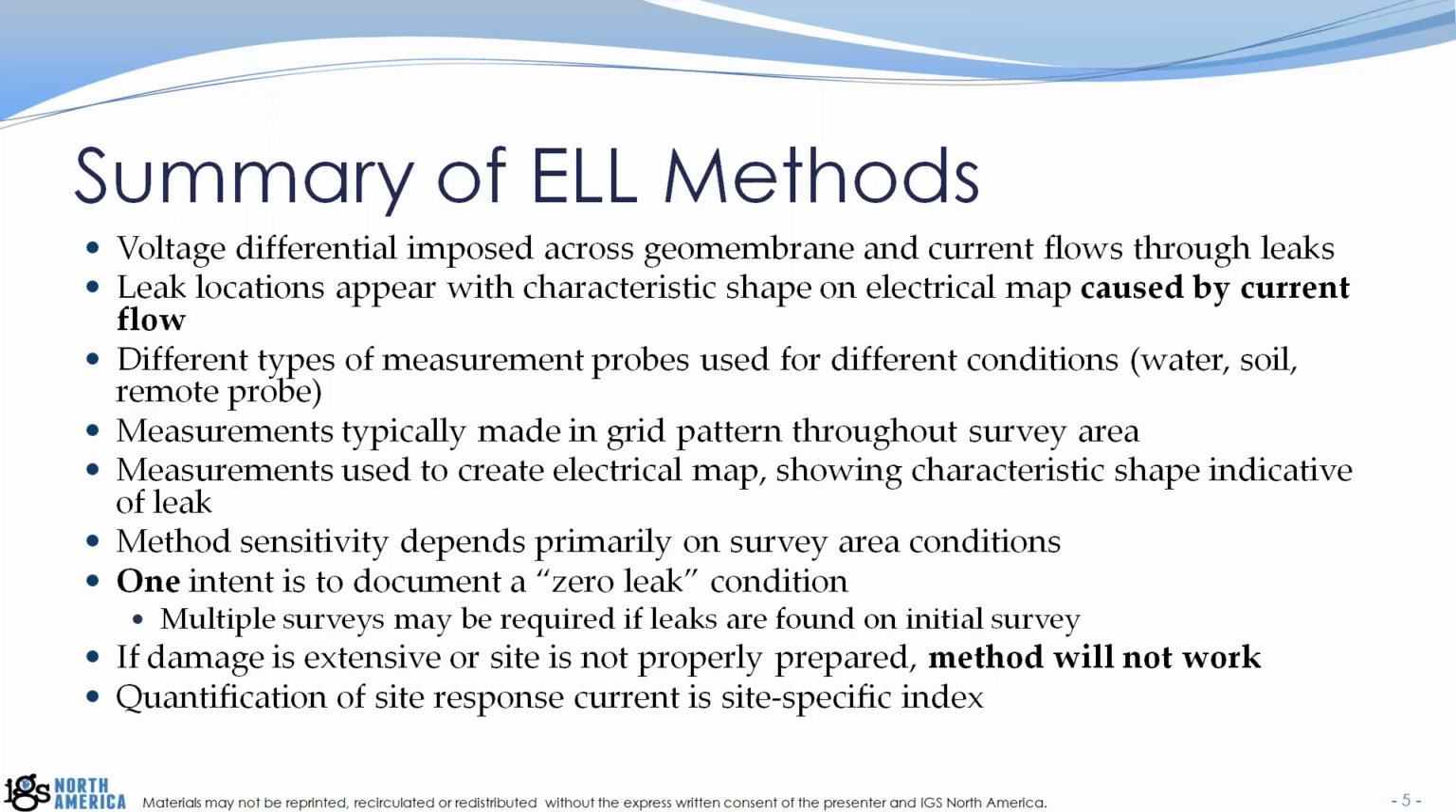If damage is extensive to the liner or the site is not properly prepared, the method will not work. This is another thing that makes it different from D707. D707 is a box checking standard where you can apply the method no matter what, whether it's working or not. It allows you to apply it and just state the results. But not this method. It's very obvious when it's not working, and it shows, because the last thing we want to do is have a client pay for a survey and not get what they pay for. So at least we want them to be able to know that as part of the results.